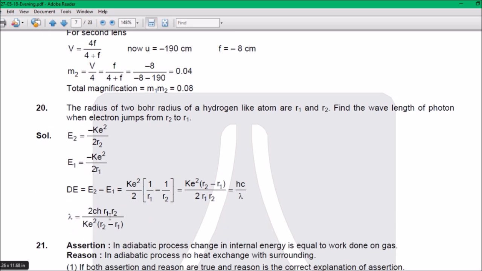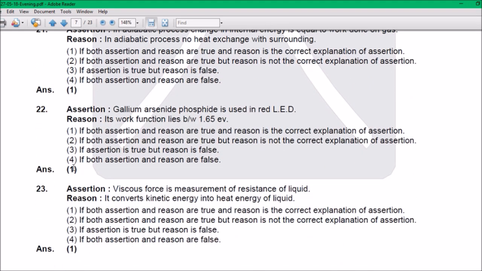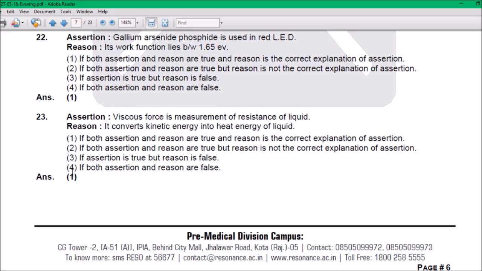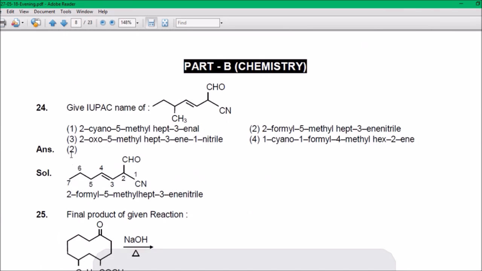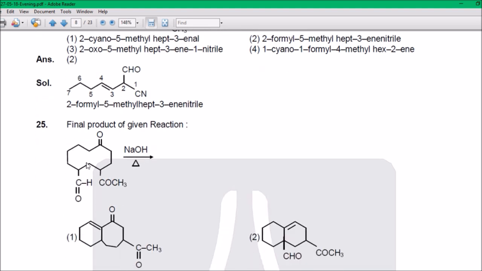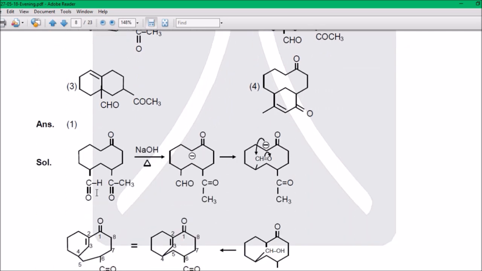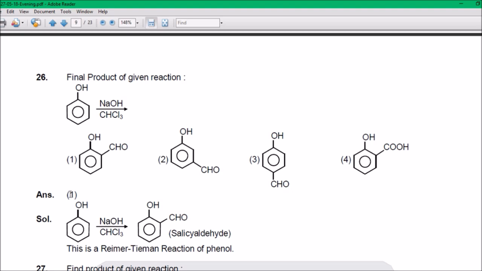And then 20 is 2CHR1R2K² over R2 − R1. And then 21, answer is 1. 22, answer is 1. 23, answer is 1. 24, answer is 2. 25, the answer is 1. Solution is given. And then 26, answer is 1.